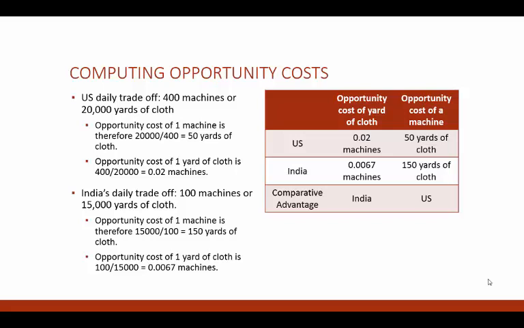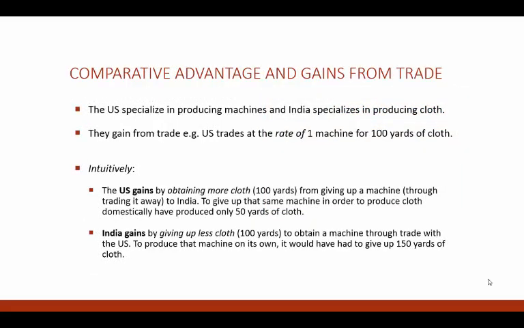The next step is to compare opportunity costs for both goods across countries, which we see in the table. Immediately, we see that the US has a lower opportunity cost and hence a comparative advantage in producing machines, whereas India has a lower opportunity cost and hence a comparative advantage in producing cloth. So based on comparative advantage, the US produces only machines and India produces only cloth, and they trade. Let's suppose trade occurs at the rate of one machine for 100 yards of cloth.